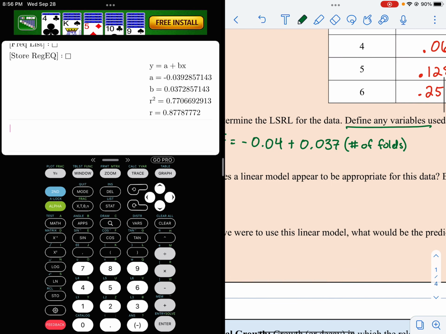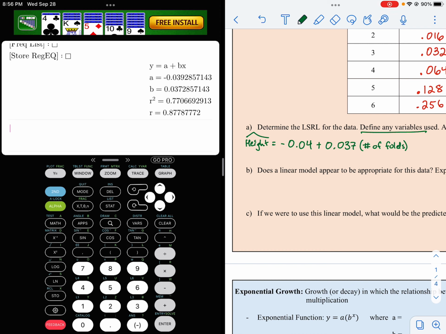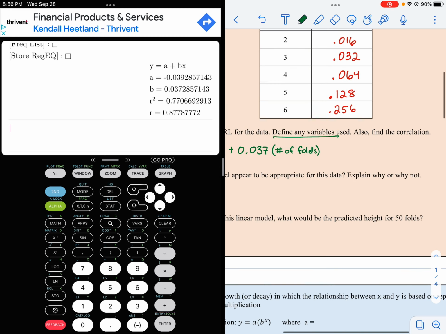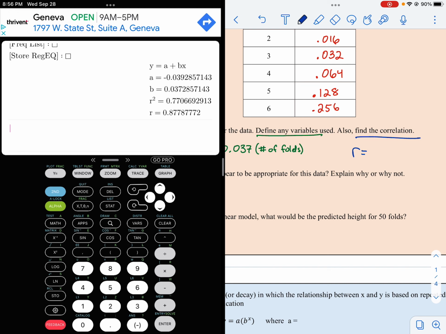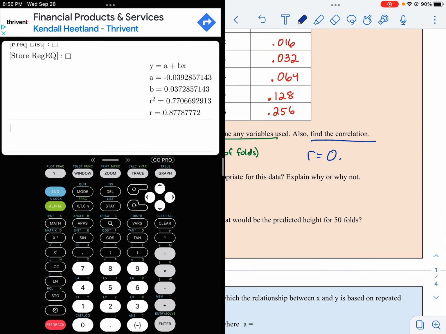Okay, so what does that mean in layman's terms? It means that the predicted height is going to equal negative 0.04 plus 0.037 times however many folds we have. Now, as far as our correlation goes, that's also there on our calculator. We get 0.88. Remember, correlation is a value from -1 to 1 that gives us strength and direction. The closer the absolute value is to 1, the stronger the relationship. So this is 0.88, so pretty strong relationship here.